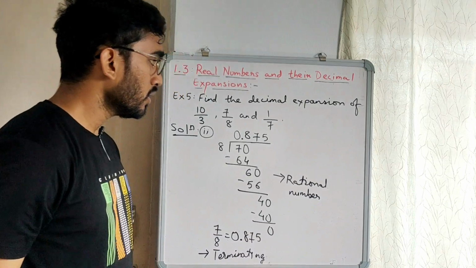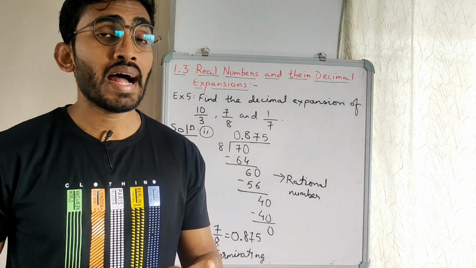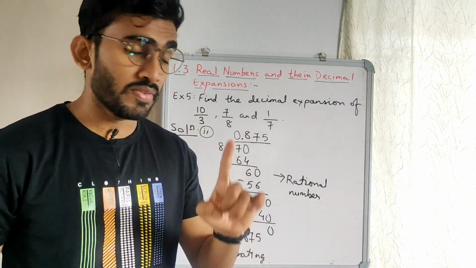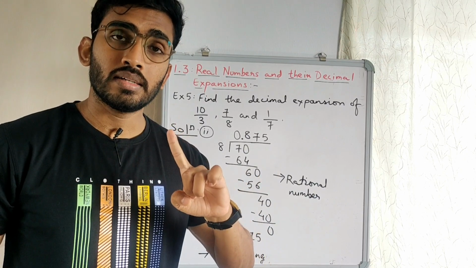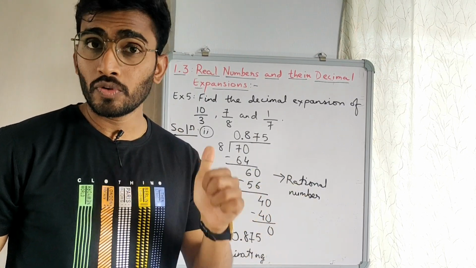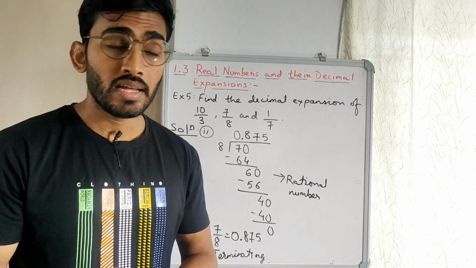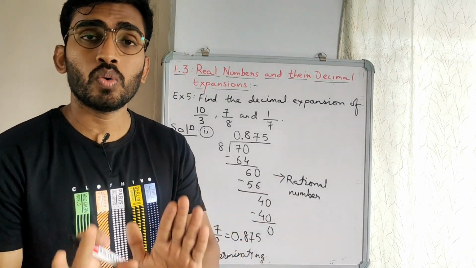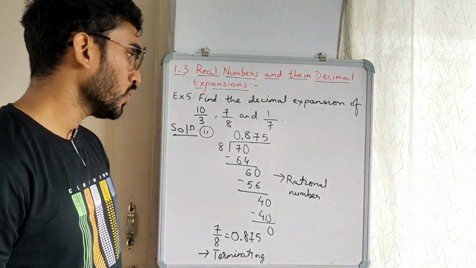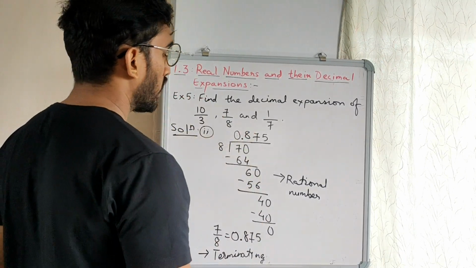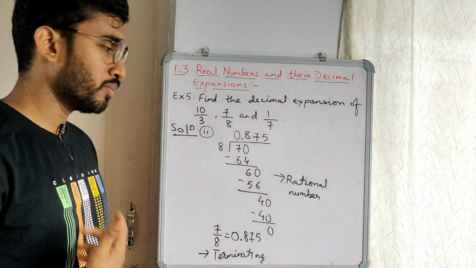So from these two divisions we concluded that a rational number in decimal form can be of two types. First is non-terminating recurring, and the second is it can be only terminating as well. Now let's see the third division, 1 upon 7, and see what we get from there.